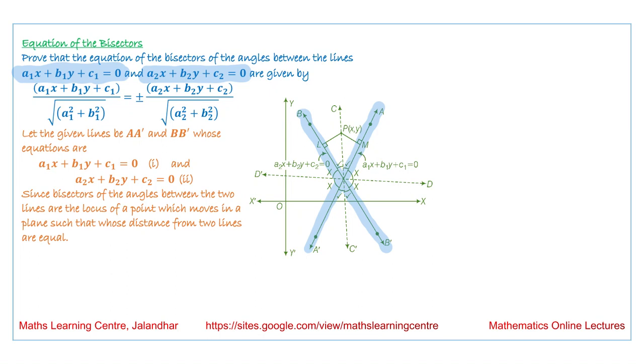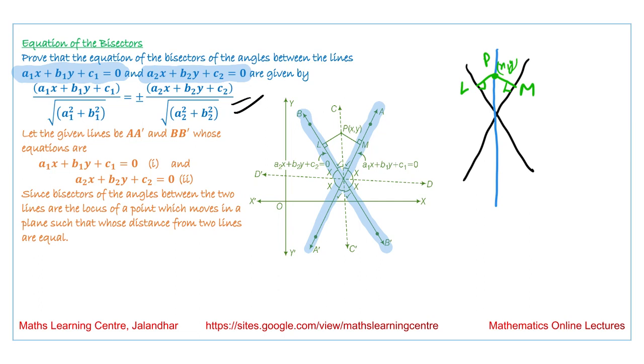Then we are saying that the equation of the bisector between these two lines is given by this equation. When we are talking about the angle bisector between two lines, we are talking about this line over here. Its property is that if we consider any point over here, suppose this point is P with coordinates x comma y, and we calculate the distances PL and PM from both these lines, then both these distances are equal, PL is equal to PM.